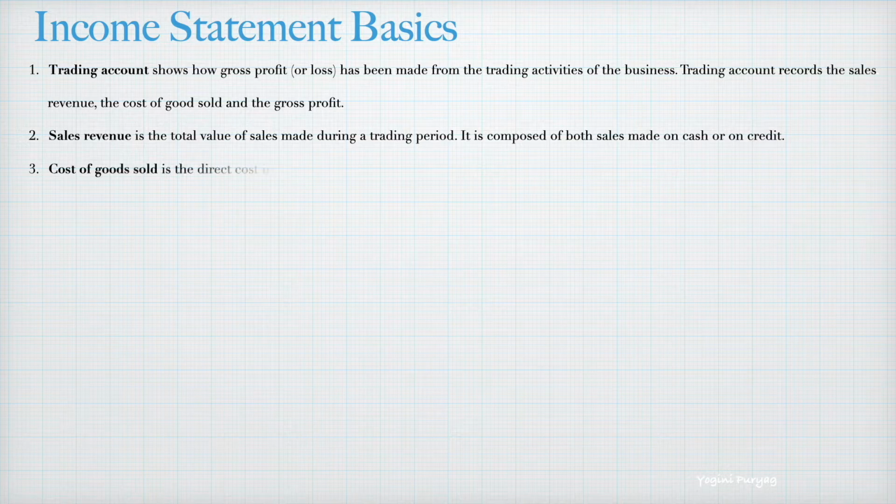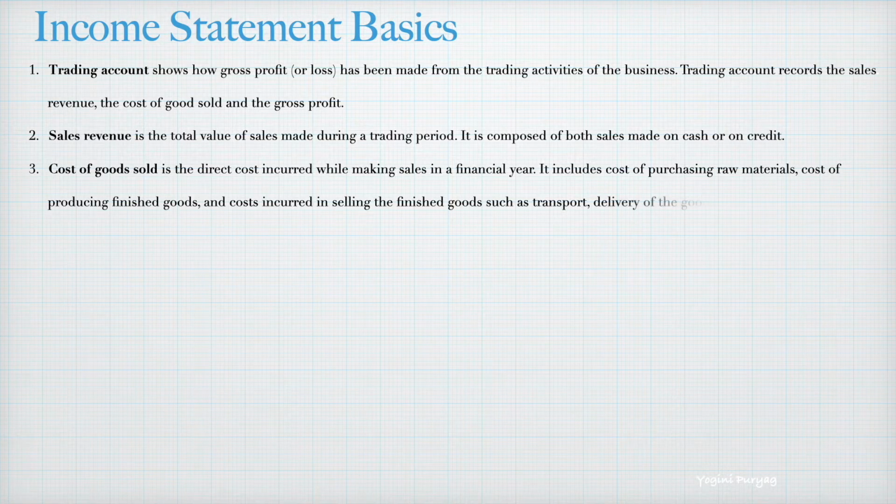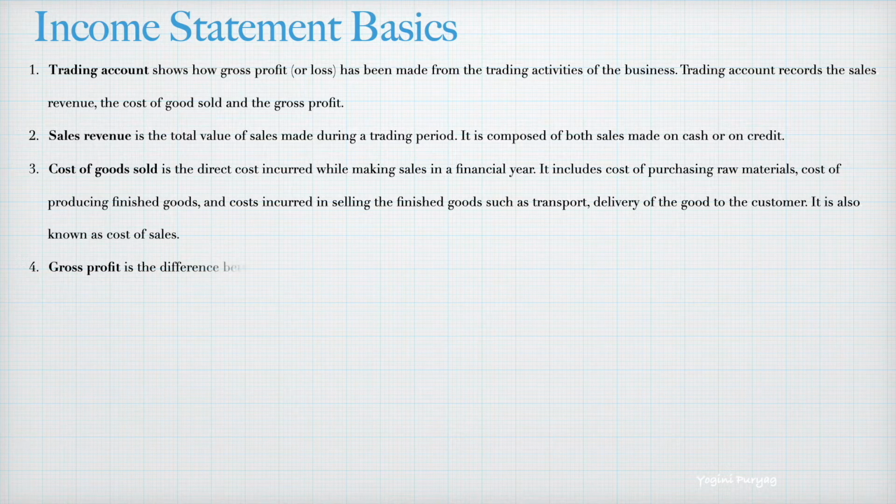Cost of goods sold is the direct cost incurred while making sales in a financial year. It includes the cost of purchasing raw materials, the cost of producing finished goods, and costs incurred in selling the finished goods such as transport and delivery of the goods to the customer. It is also known as cost of sales. Gross profit is the difference between sales revenue and cost of sales.